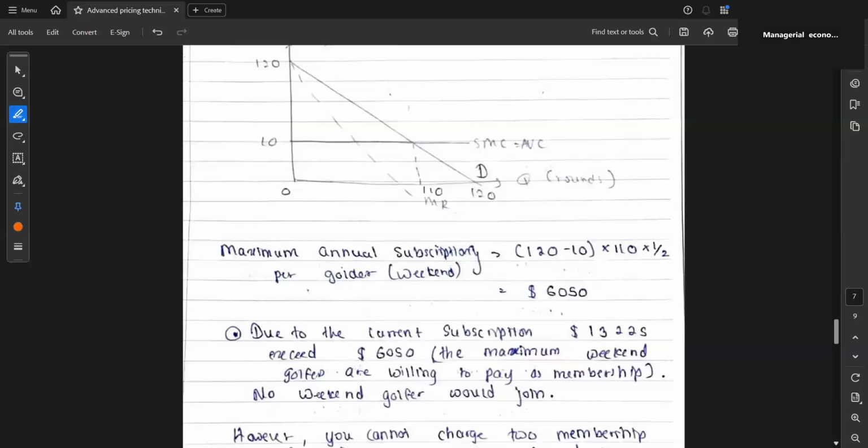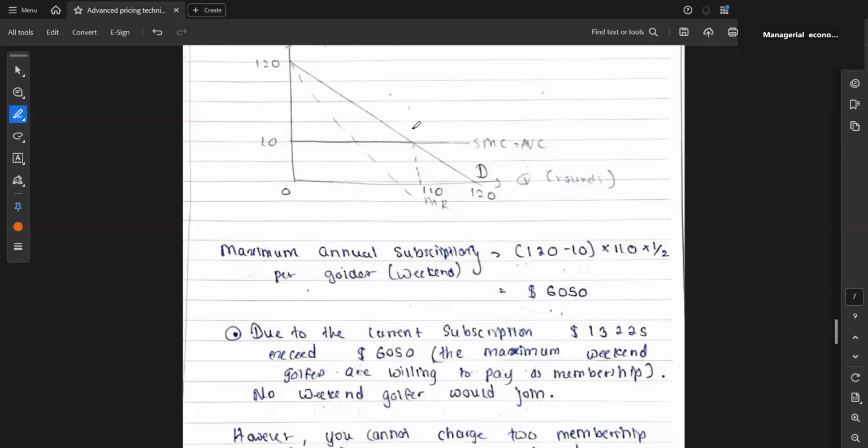So the maximum subscription fee that they are willing to pay, that is their consumer surplus. We take this triangle part, which is (120 minus 10) into 110 divided by 2. So that is the maximum subscription fee that a non-retired weekend golfer is willing to pay.